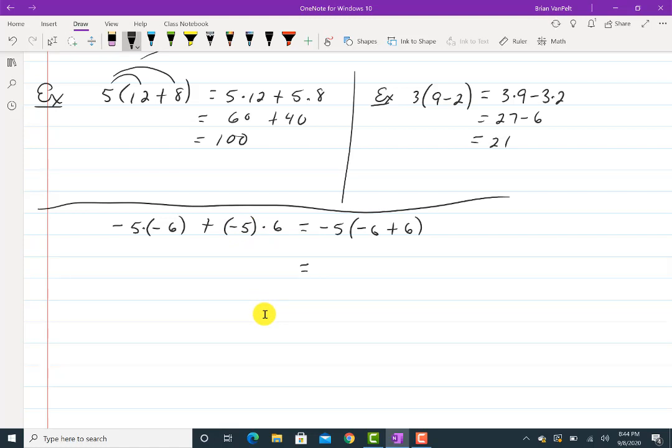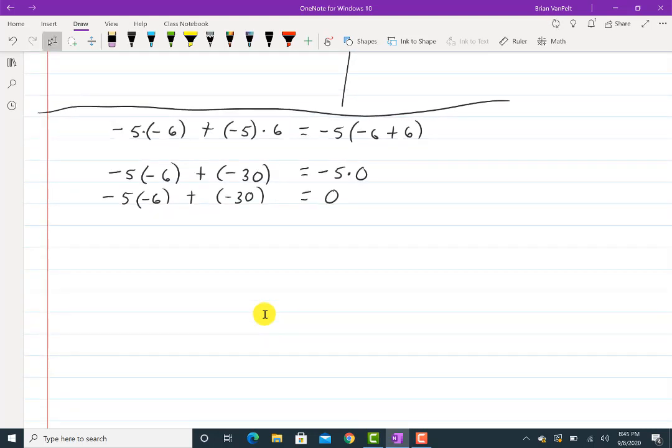On the left side, the negative 5 times the negative 6, I'm going to wait on that for a minute. But I do know that negative 5 times positive 6 is negative 30. On the right side, I'm going to do the parentheses first. Negative 6 plus 6 is 0. And we know that anything times 0 is equal to 0. So we have negative 5 times negative 6 plus negative 30 equals 0.